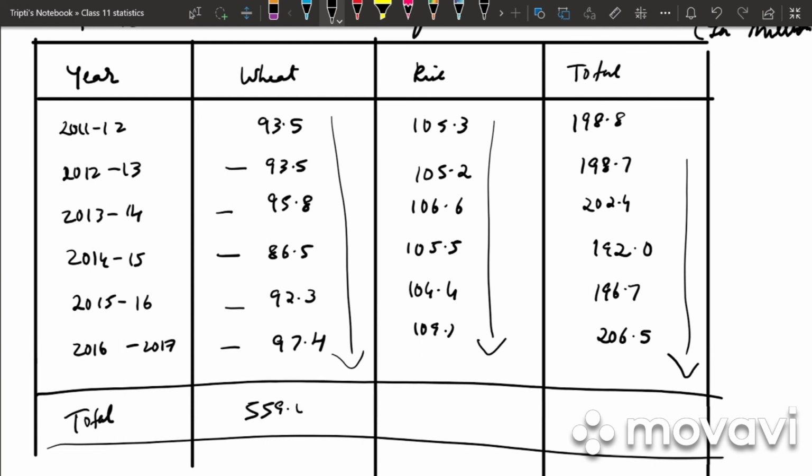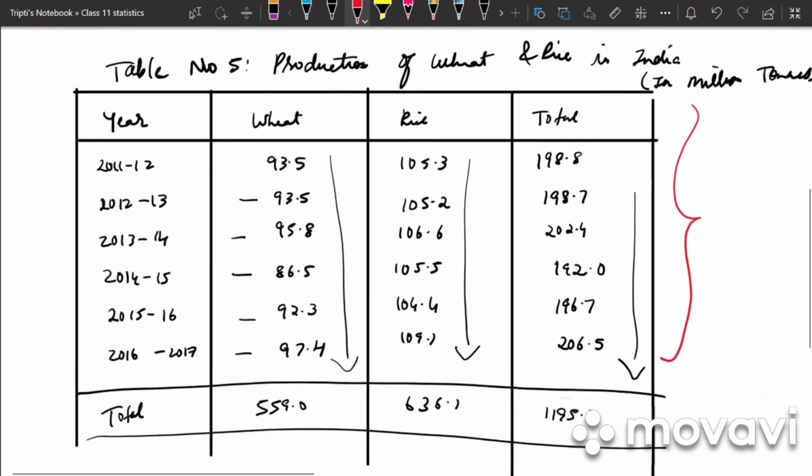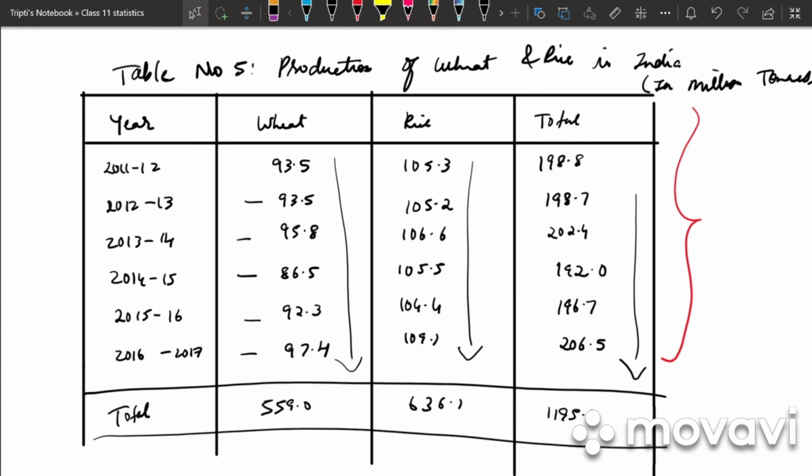Wheat is 559, rice is 636.1 and total is 1195.1. So this was a very simple table in which they had given us years, wheat and rice. All we had to do is just total the rows and columns. So clear? So that's all for today. We shall be continuing the remaining problems in the next class. Thank you.